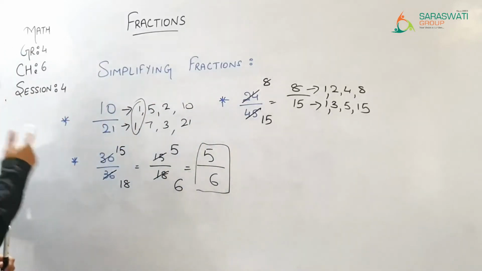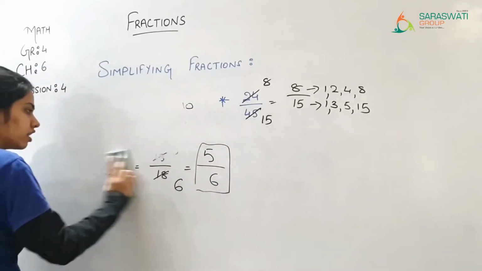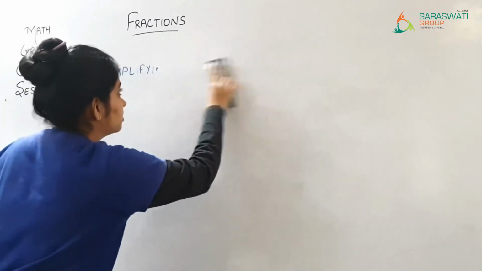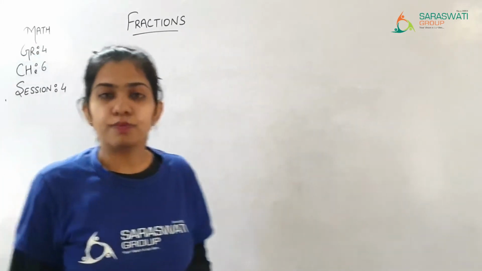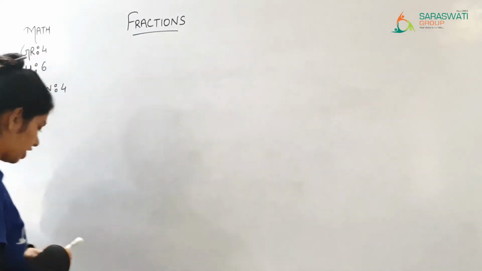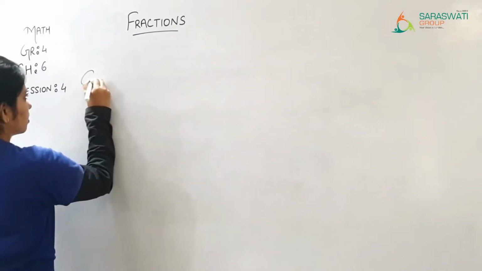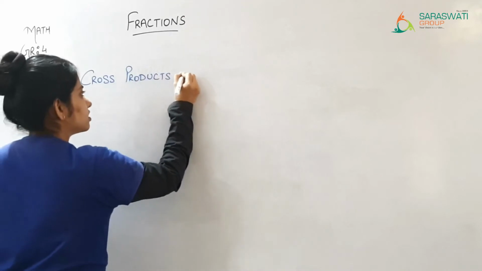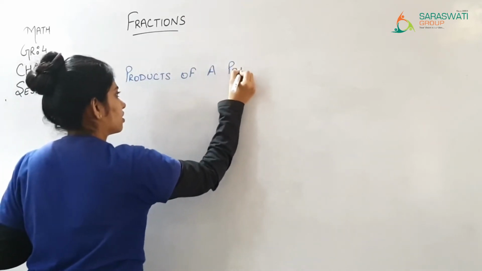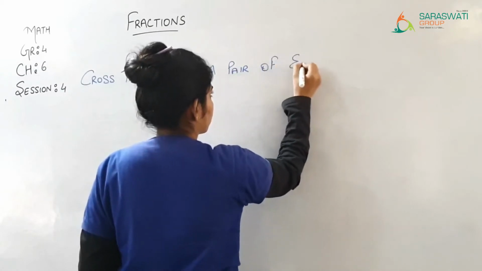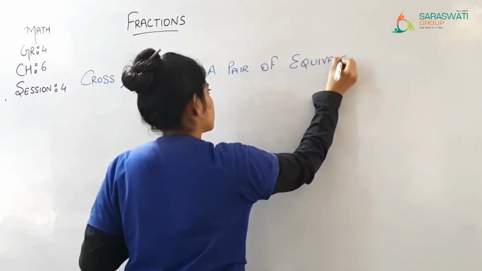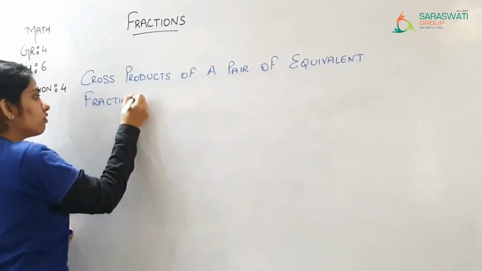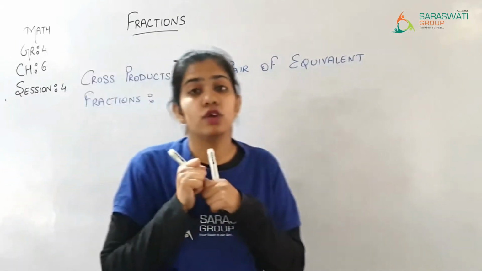Now cross products of a pair multiplication. In simplifying fractions we have another topic, which is cross products of a pair of equivalent fractions. कि इक्विवेलेंट फ्रैक्शन जो है वो हमें कैसे पता चलेगा कि वो इक्विवेलेंट है या नहीं.